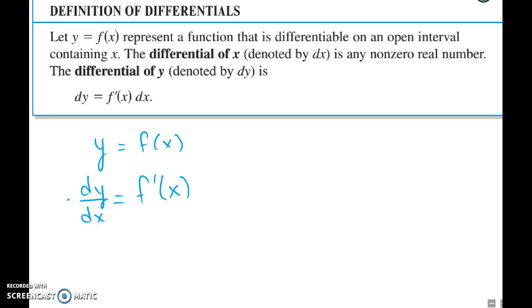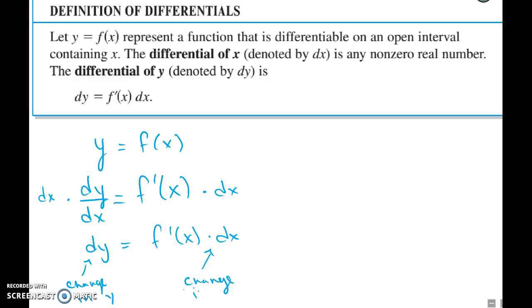So I have to bring my dx to the other side so I can compare the change in my y, my dy, with the change in my x. So all we're doing here is a little bit of algebra. This right here is telling me about my change in y, and this over here is telling me about my change in x. So that's all differentials are. They're talking about our change in values. So that's just to get us started.